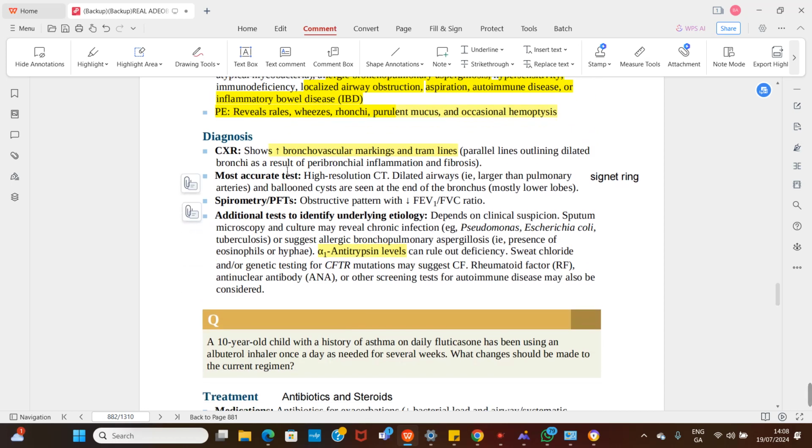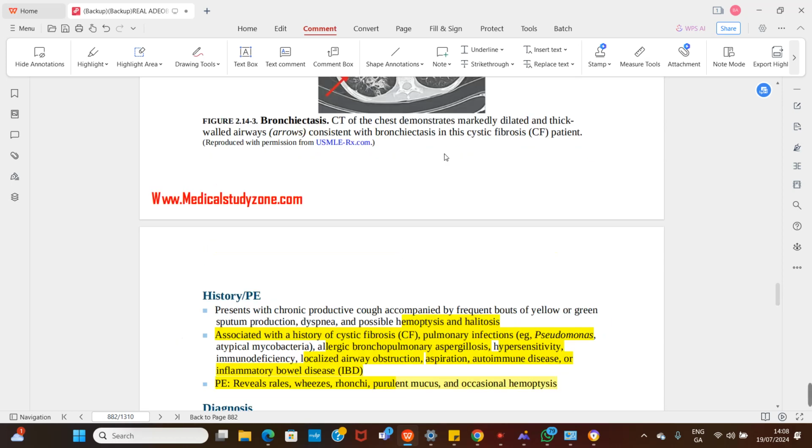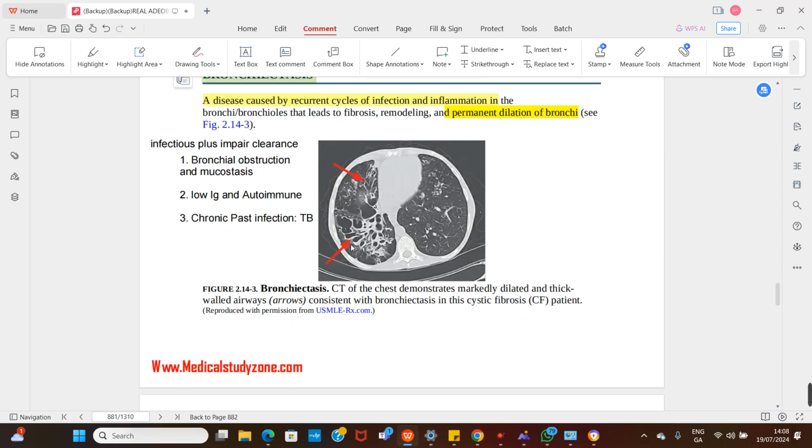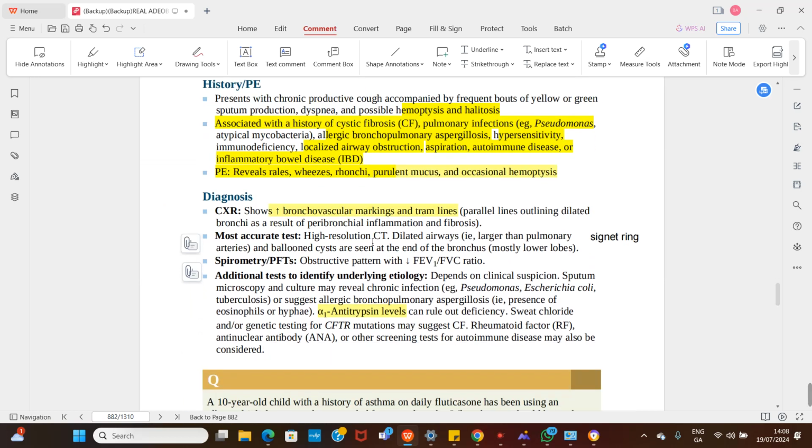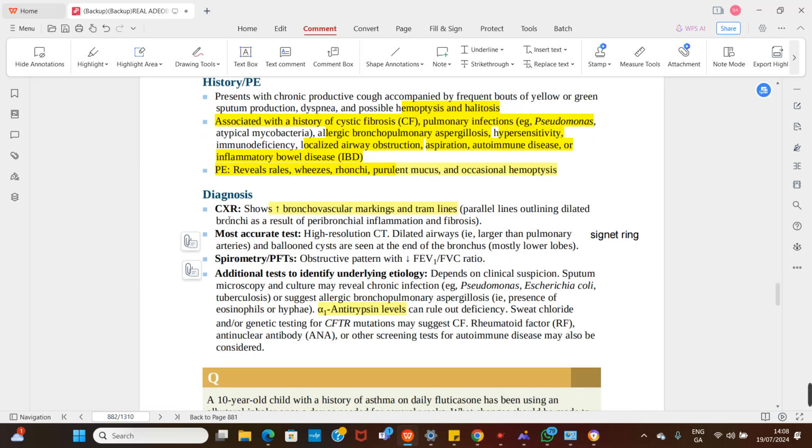So what are you going to see on your chest X-ray? Increased bronchovascular markings and the tram lines. These are just parallel lines that outline the dilated bronchi as a result of the inflammation and fibrosis. So these are the peribronchial inflammation we are seeing. But I don't have the X-ray features here.